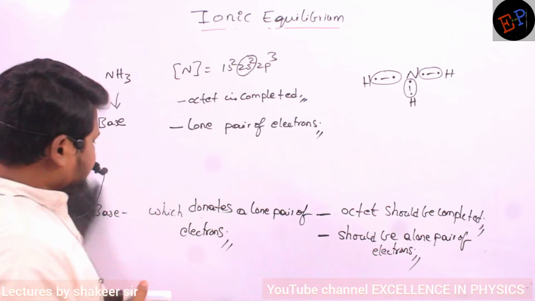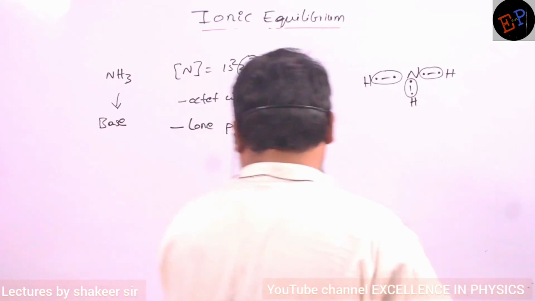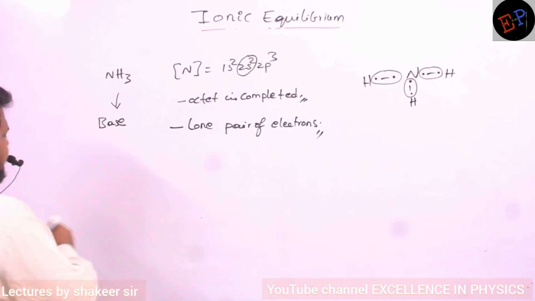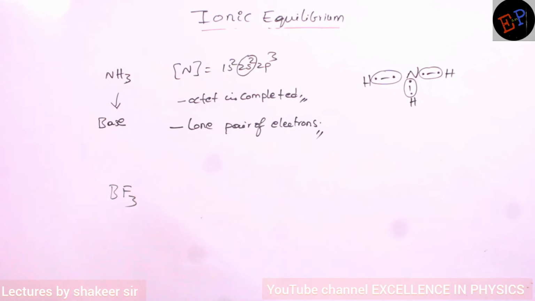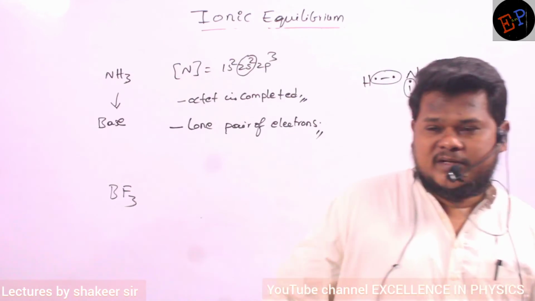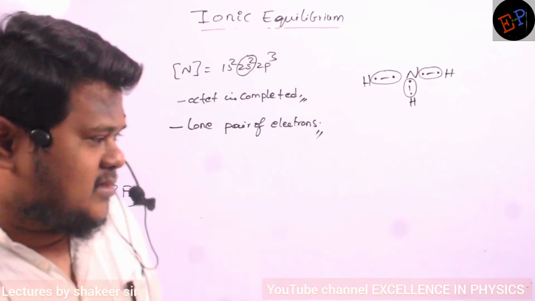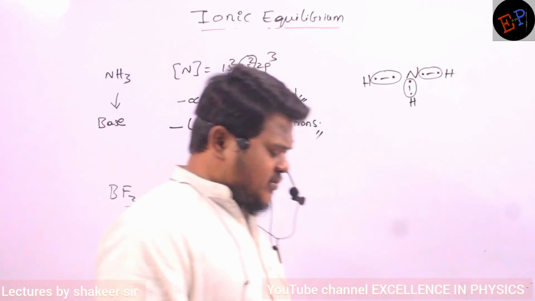Similarly, let us study one more molecule, BF3. Now try to study this one. Check whether it is an acid or a base. What is happening here? Acid. How can you say? No lone pair of electrons. How can you say there is no lone pair?